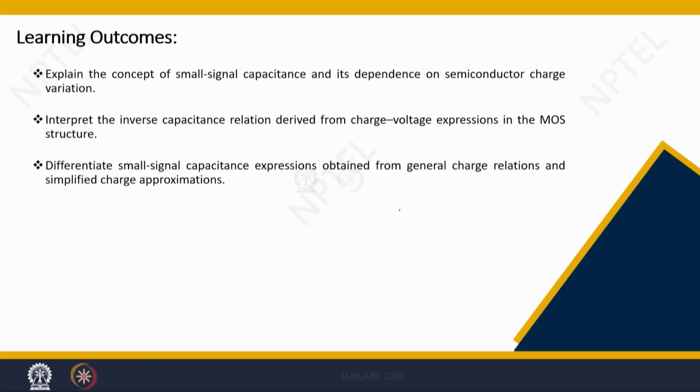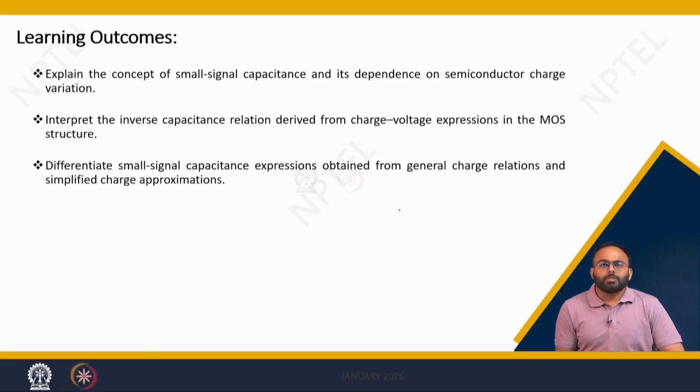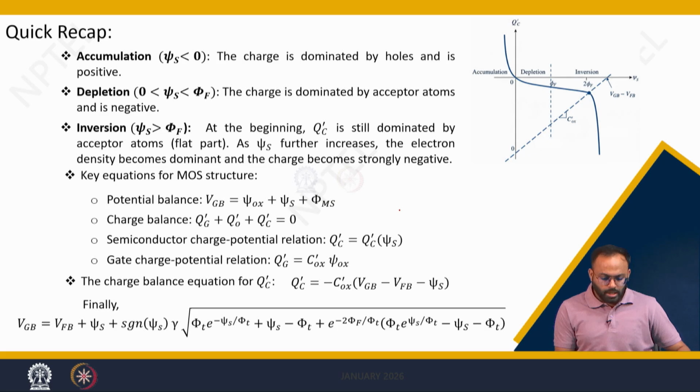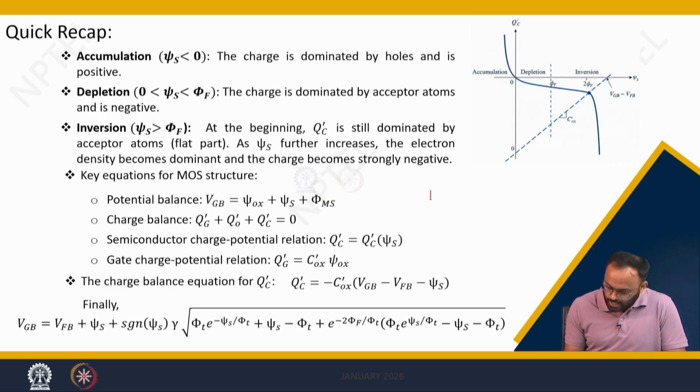These are the learning outcomes of this lecture, which help us understand the small signal capacitance of the two-terminal MOS structure. Let us do a quick recap of all the MOS structure based equations. We started our analysis considering this is a two-terminal structure, a metal oxide semiconductor, and we said that we will apply a gate to body voltage between the gate and body terminal.